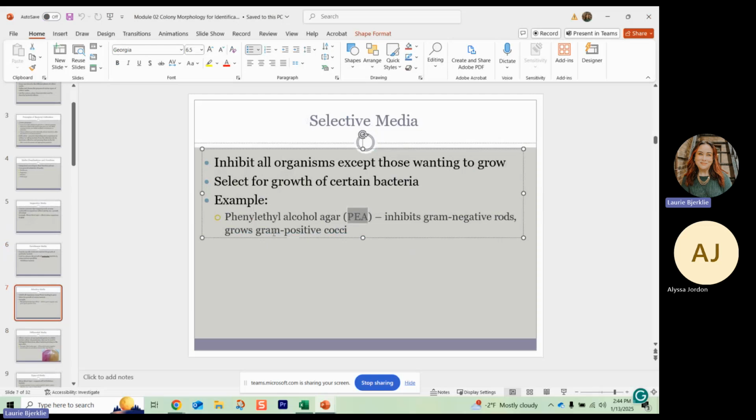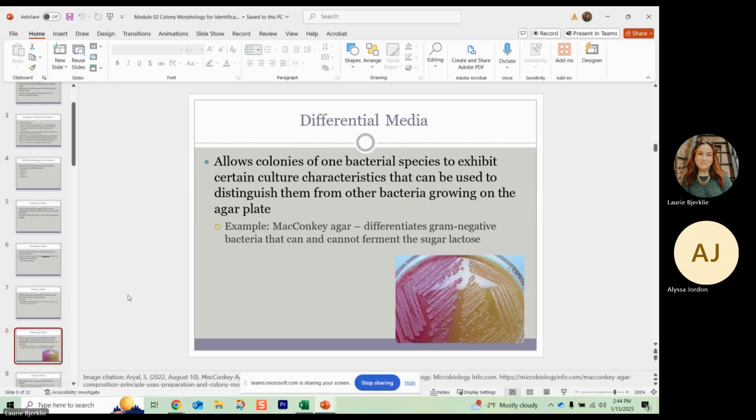It's selectively growing the gram-positive and it's inhibiting the gram-negatives. So it's giving us a certain type only. And then differential means that there are, again, different dyes, things inside of that agar that allow extra characteristics to be exhibited. So once you grow whatever bacteria on that agar, differential will tell you it has different characteristics that can be used to distinguish them from other organisms on the plate.